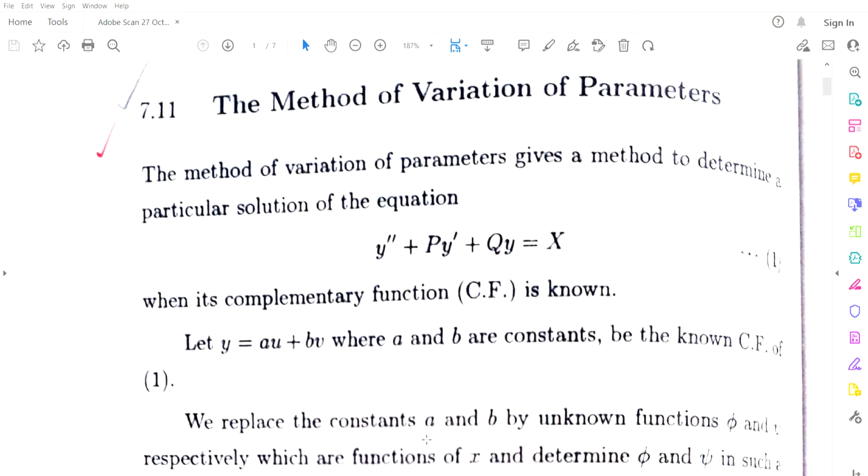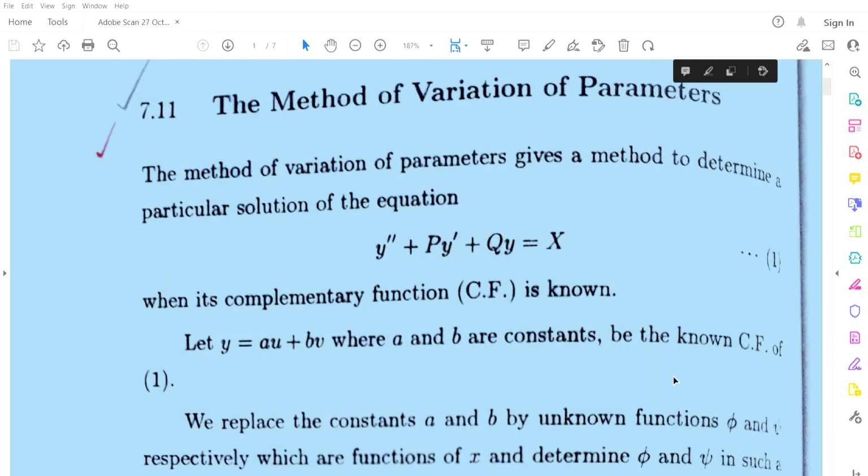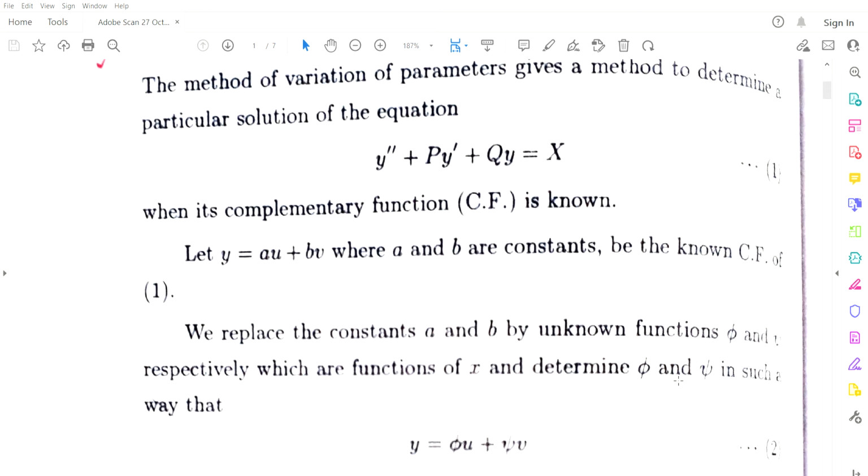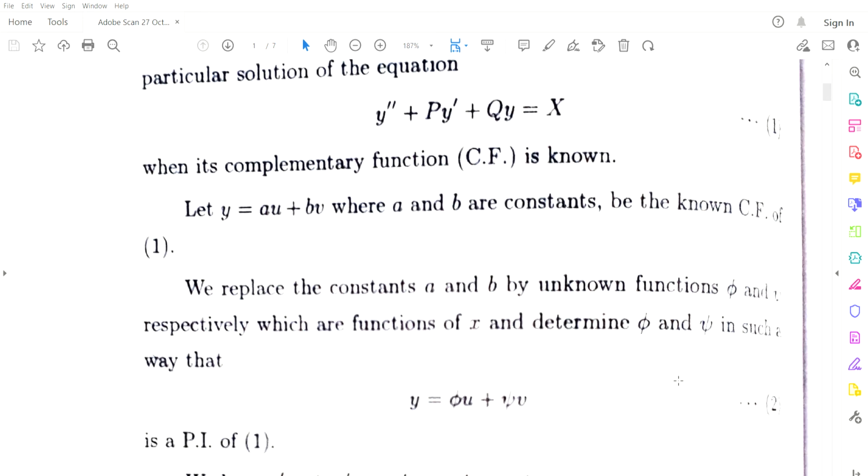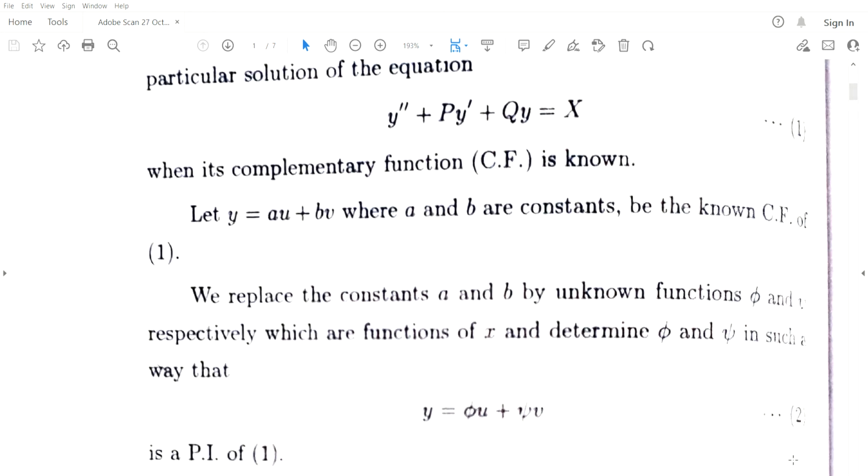Now let u and v be the two solutions of the complementary function. Then y is equal to au plus bv. Let the equation be such that we have found that the complementary function is y is equal to au plus bv, where we know that for a second order differential equation it must have two constants. So a and b are two arbitrary constants.